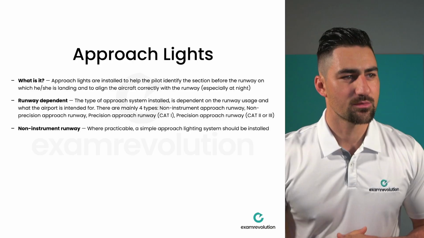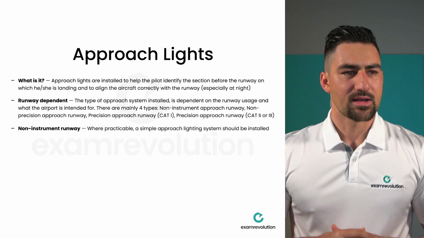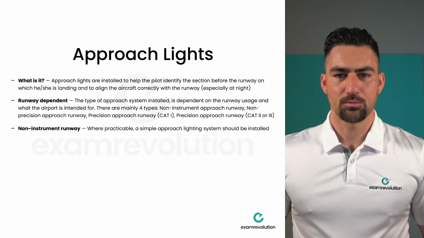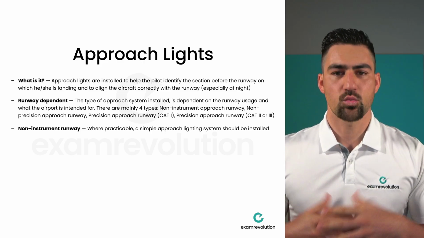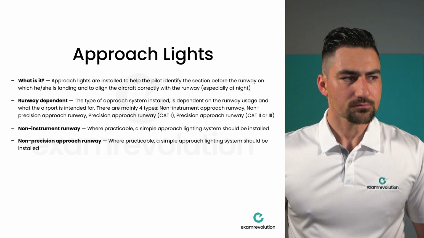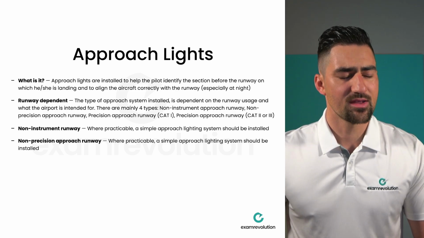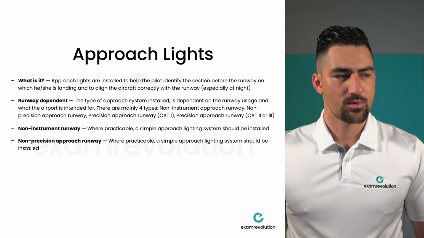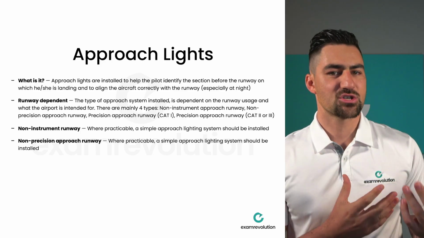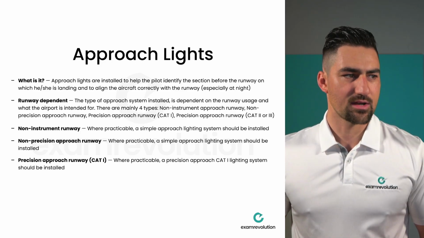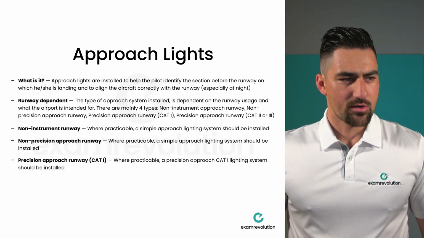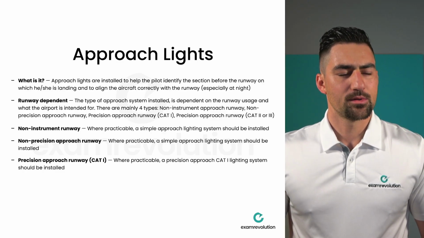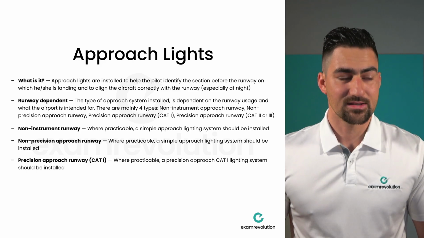Okay, so for a non-instrument runway, where practicable, a simple approach lighting system should be installed. It's not a requirement, it's just where it is practicable. Then your non-precision approach runway, where practicable, a simple approach lighting system should be installed over there as well. And remember guys, these are all recommendations from Annex 14, right? Then precision approach runway for a category 1, where practicable, a precision approach cat 1 lighting system should be installed.